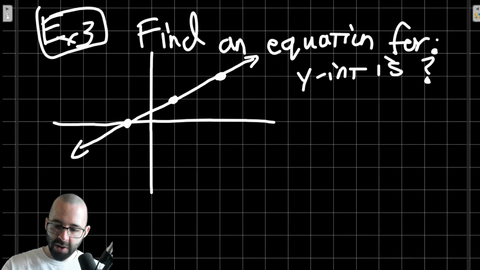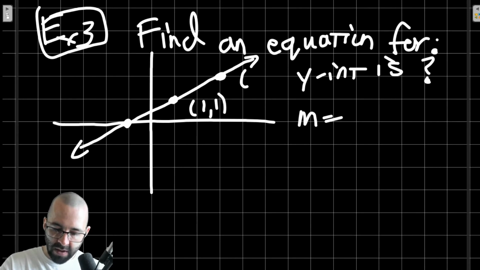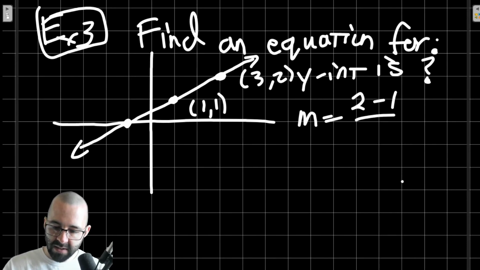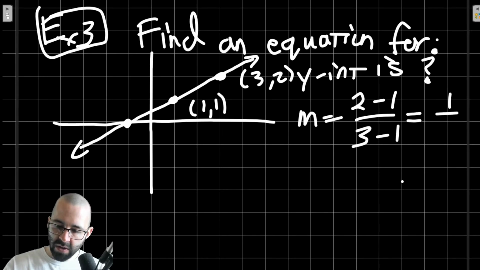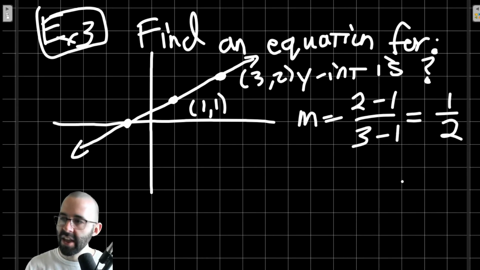So the slope, remember, is going to be rise over run. So you pick 2 different points. This is the point (1, 1). This is the point (3, 2). So subtract the y's, 2 minus 1, subtract the x's, 3 minus 1. Remember, rise over run here. That's going to give us 1 over 2. That is our slope. Our slope is 1/2.